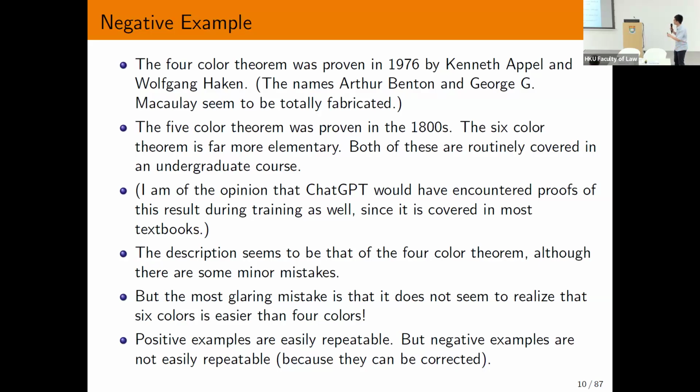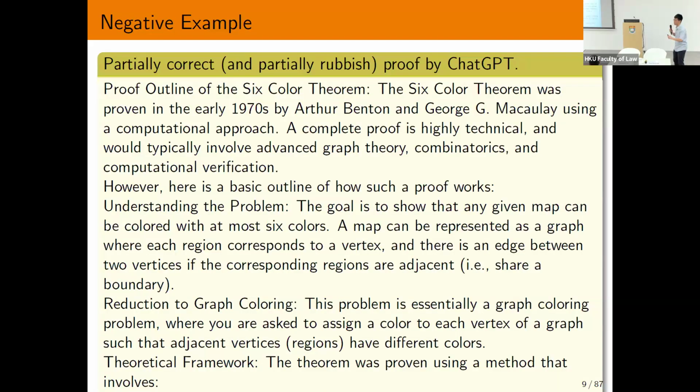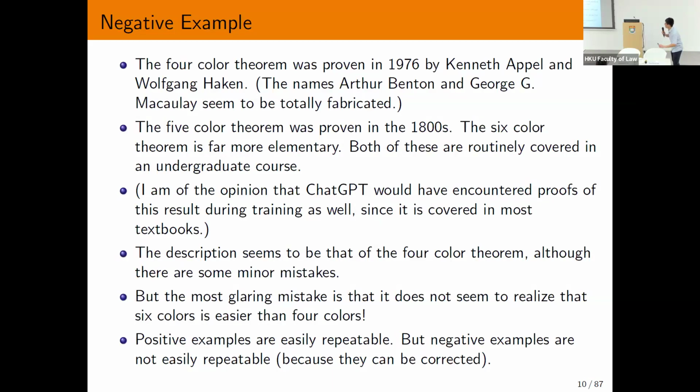Okay, these names, Arthur Benton and George Macaulay, I have no idea who they are. I looked them up online. I don't know who they are. I mean, there are actually people that exist with these names, but they have no connection to this problem. The fact that you can use 5 colors was actually proven in the 1800s. The 6-color theorem is more elementary. It's something that you would cover in a typical undergraduate mathematics course. With a couple of hours, we can build up enough of the background and you can actually prove it. It's not difficult.